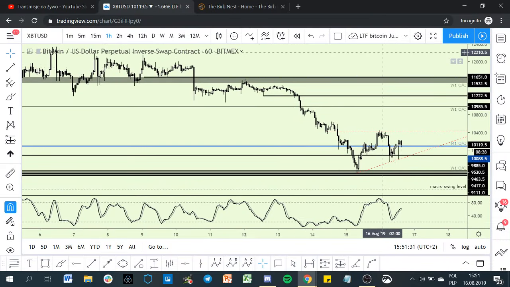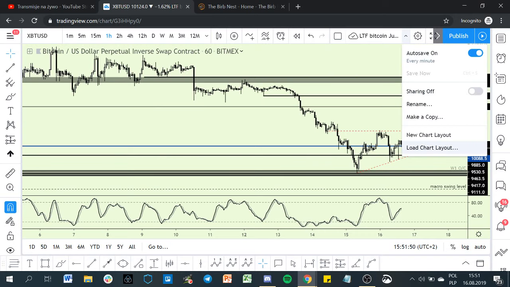So today's stream would be about price action. There have been many questions about what price action is and how to practically use it. So I'll shortly introduce the price action technique, the concept behind it, and how to use it for trading.